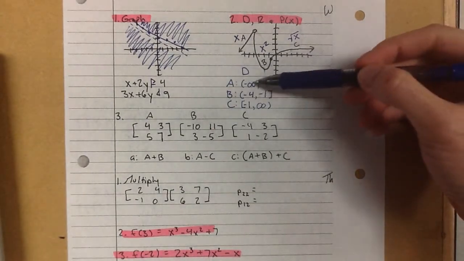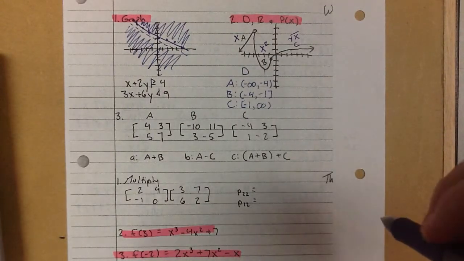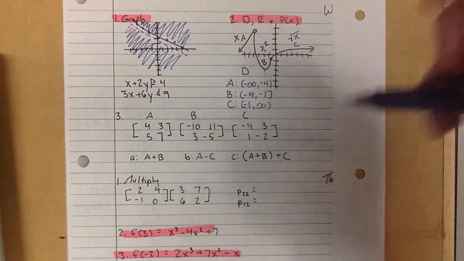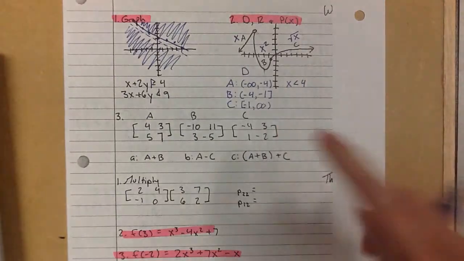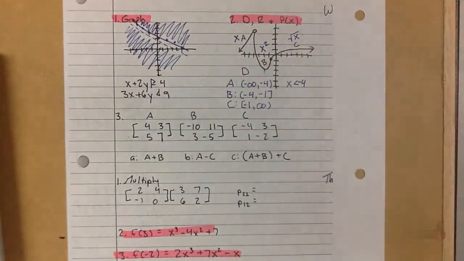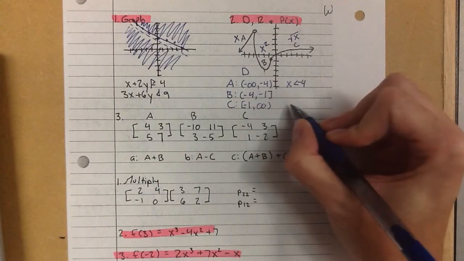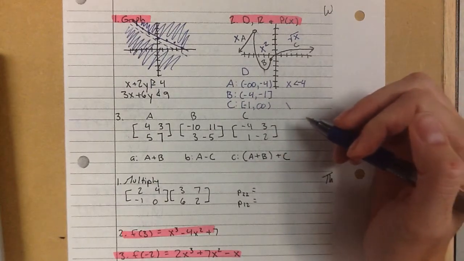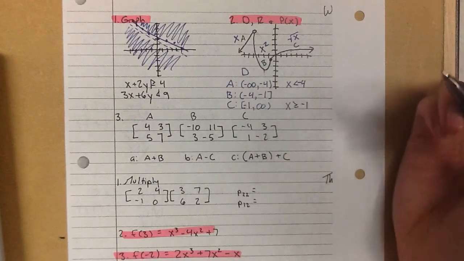When I have an infinity, like on A and on C, if I'm going to write the domain and range with inequalities, what would I write for A? X is less than 4. Yeah, that's right. Negative 4, thank you. And then what about for C? X is greater than or equal to -1. Good. Okay.